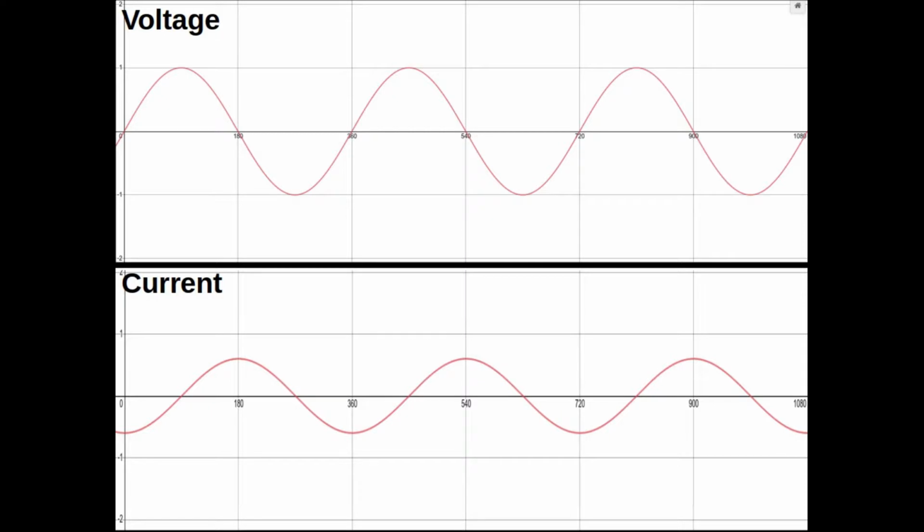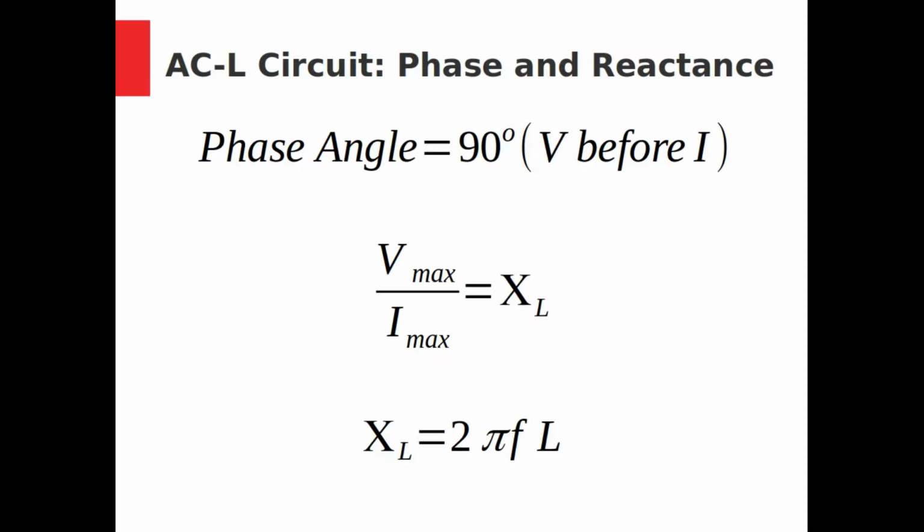What about the amplitudes? Well, the ratio of the amplitudes, Vmax over Imax, is given by a term called the inductive reactance, which is symbolized by chi sub L. It is equal to 2 pi times frequency of the AC source times the inductance of the inductor. Basically what this says is, if the inductance increases, the inductor will be better able to restrict the current. And if the frequency of the generator goes up, the inductor, which prevents quick changes in current, will again restrict the current more.